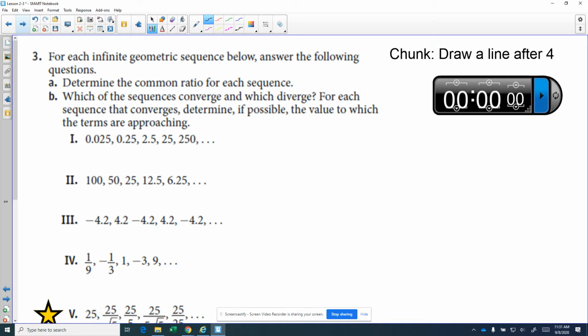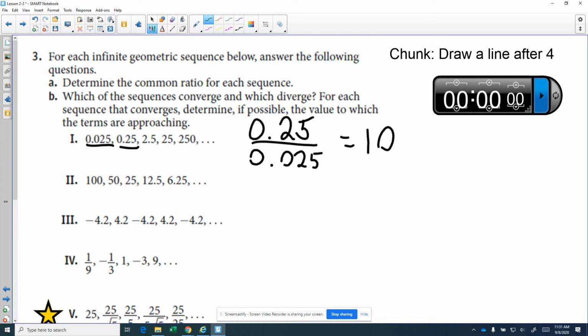This is the big thing we have to understand. For the first one, in number 1 here, we have 0.025, 0.25, 2.5, 25, 250. The easy way to figure out the ratio is to take a value and divide it by the previous. So I could take 0.25 and divide it by the previous term, which is 0.025, and that would give me an answer of 10. So we know the ratio equals 10.